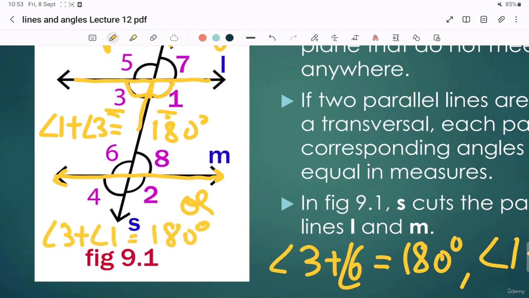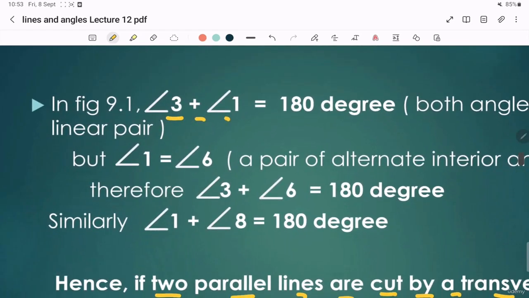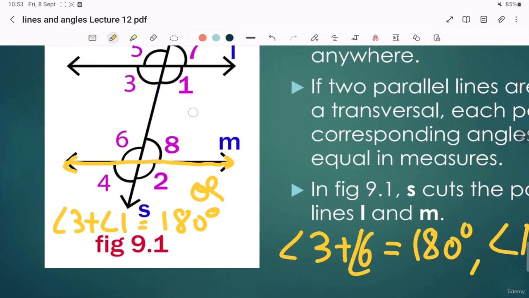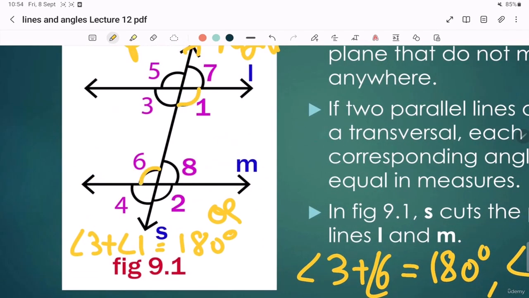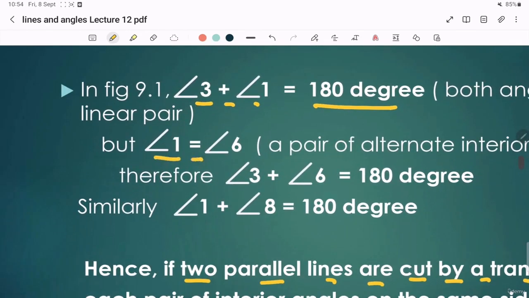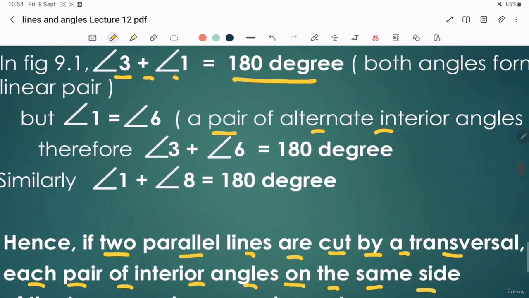We know how to identify linear pair angles. So angle 3 plus angle 1 is equal to 180 degrees, and angle 1 and angle 6 are alternate interior angles, and these angles are also equal. Angle 1 is equal to angle 6. Since these are parallel lines and they are cut by a transversal, therefore alternate interior angles are also equal. But angle 1 is equal to angle 6, a pair of alternate interior angles.